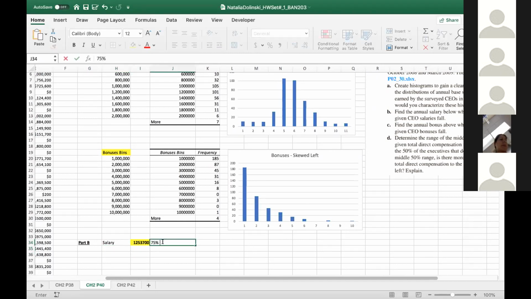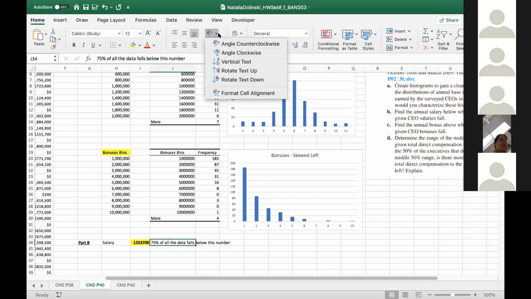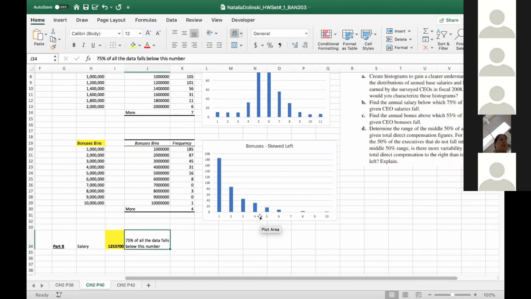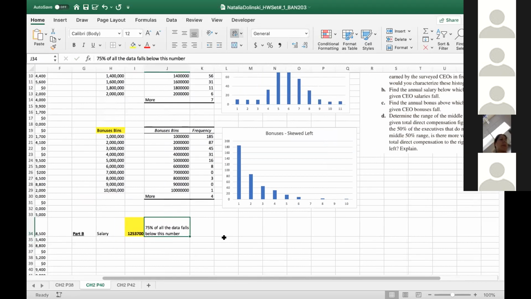75% of all the data. So what percent of the data falls above that number? In other words, if 75% of the data falls below that number, 1.2 million, what percent of the data is above 1.2 million? 25? That's correct. Okay, I thought that was a trick question. I was overthinking. No trick questions. If there's a trick question, don't worry, I'll tell you.